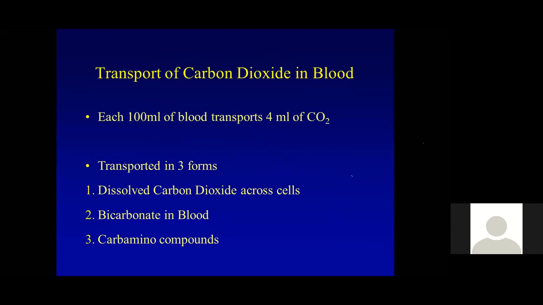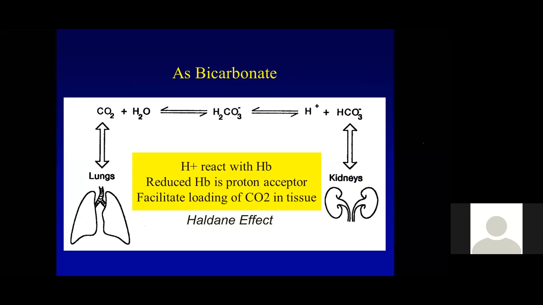Now we have seen about the hydrogen ion. Now coming to the carbon dioxide, there are three types of transport. One is where the carbon dioxide is directly dissolved. Second is bicarbonate. Third is carbamino compounds. So these are the three various mechanisms by which the carbon dioxide is transported within the blood. As bicarbonate, you can see here the carbon dioxide with water will always lead to carbonic acid. Then it is released into hydrogen ion and bicarbonate. And the bicarbonate is mainly regulated in the kidneys. That's what I told you.